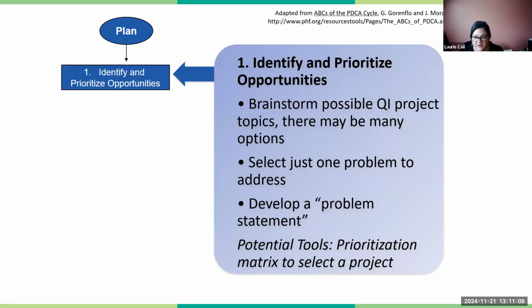So in this first stage of planning, this is where we're identifying and prioritizing opportunities for quality improvement projects. So you're trying to figure out, what do I need to improve? And if you think about this related to your community health improvement plan, you're looking at the things that you and your staff or partners implement that you're measuring.